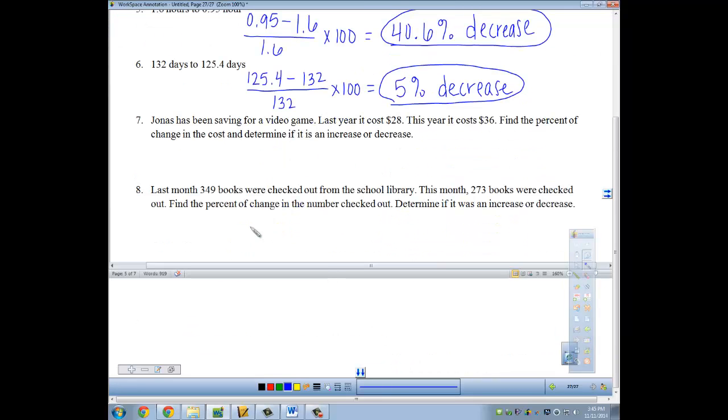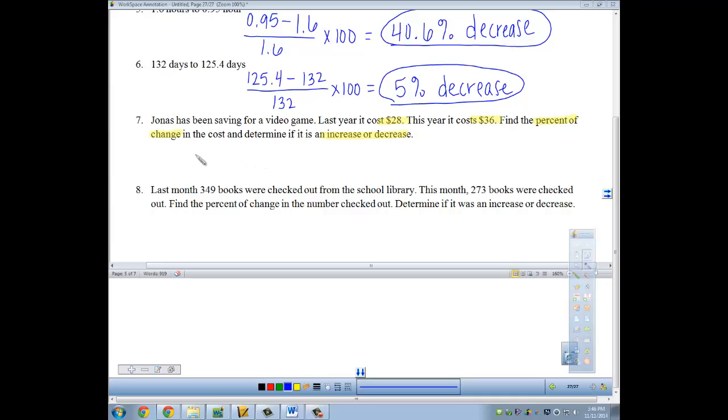Number 7, we have a story problem, but it's still doing the same thing. It says Jonas has been saving for a video game. Last year, the game was $28. This year, it's $36. Find the percent of change, that's what we've been doing, in the cost, and determine if it is an increase or decrease. Well, we can immediately say if it's an increase or decrease. It went from 28 to 36, so it went up in price. That's an increase. But let's go ahead and do the work.